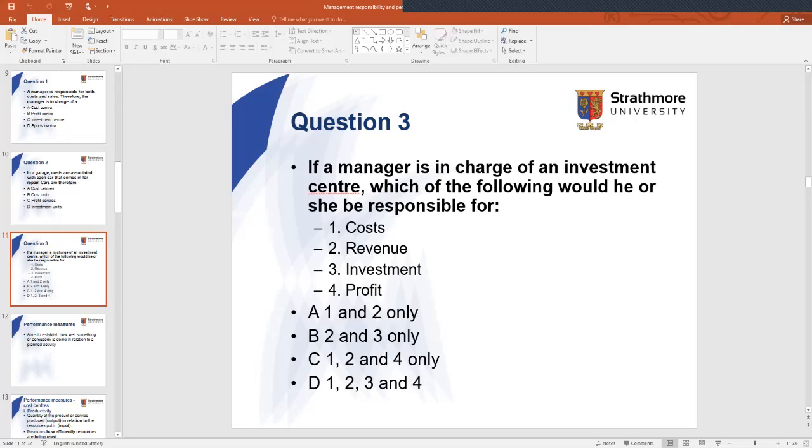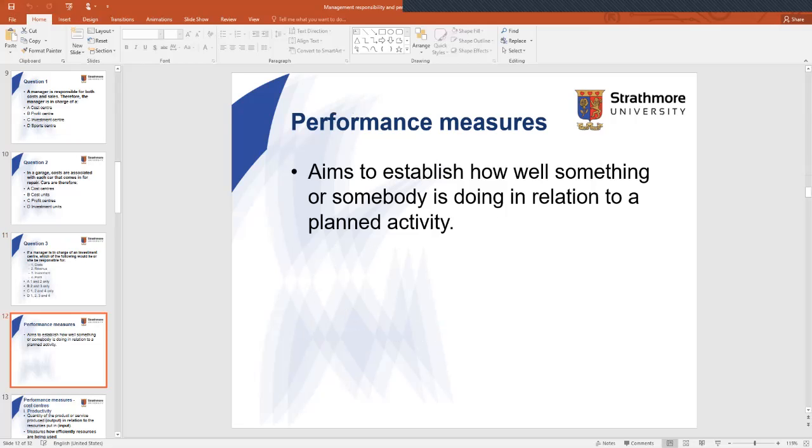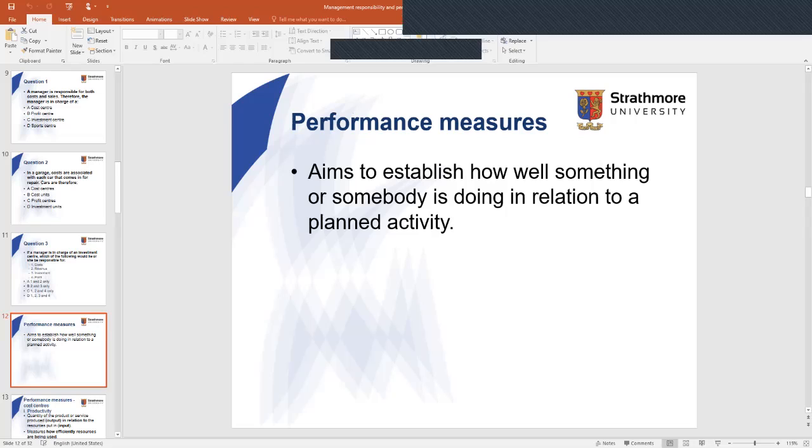So either way, what I want to discuss right now is the different performance measurements we can use in each of these centers. How do we evaluate whether the center is performing well or doing poorly? So let's discuss the performance measure. As I mentioned, this is simply the evaluation of how the center is performing.